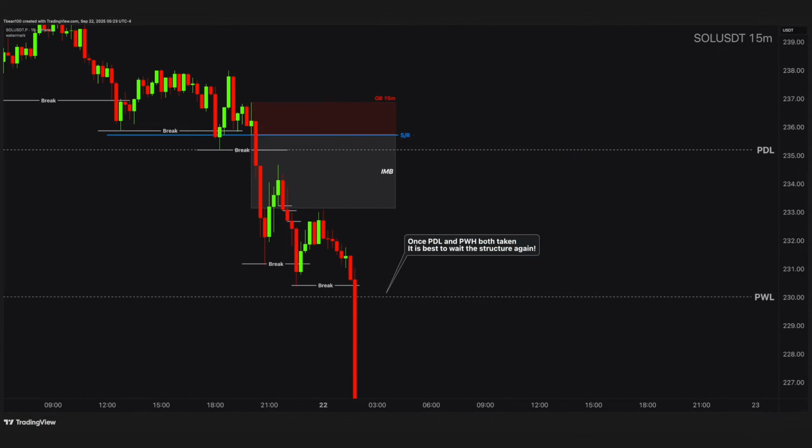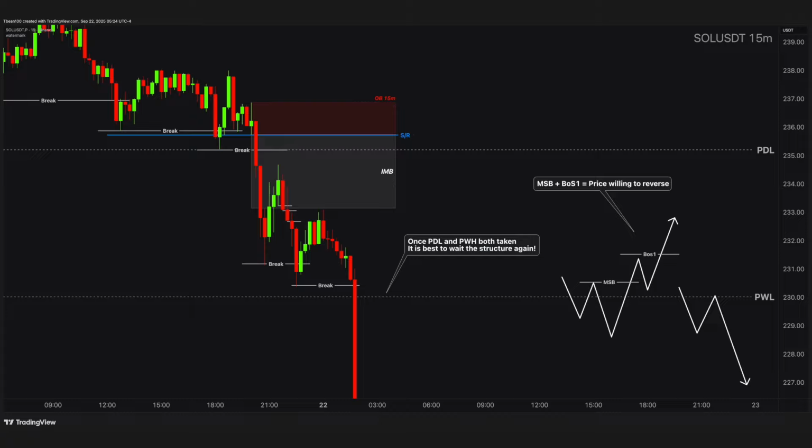Now, after the PDL and also the PWL, the previous week's low, gets hunted, we are left with two possible outcomes again. One possibility is a reversal. Maybe a market structure break and even the first break of structure combined. The other possibility is continuation, where we see a strong push down with a bearish imbalance forming.